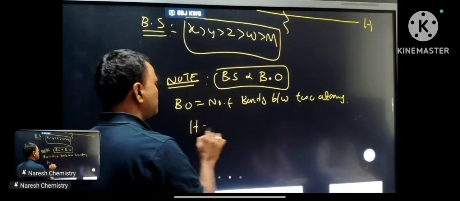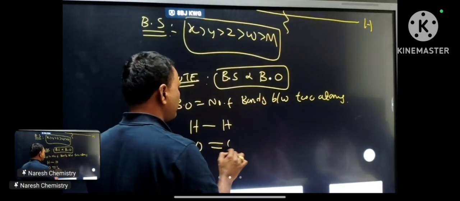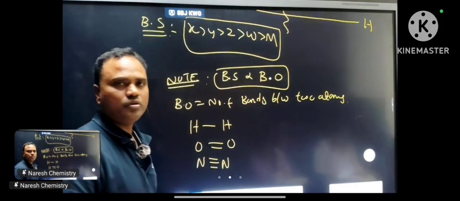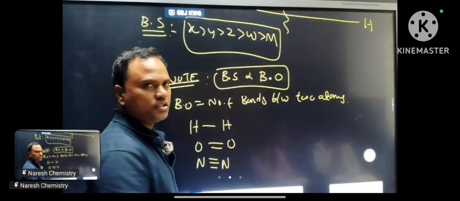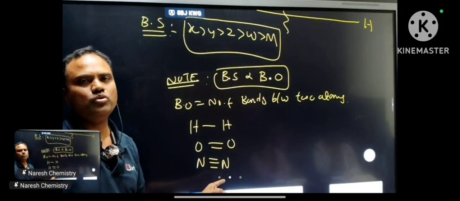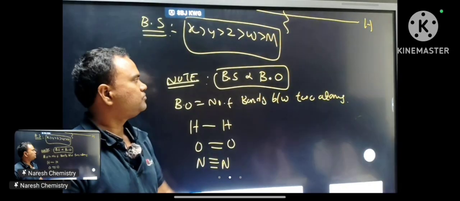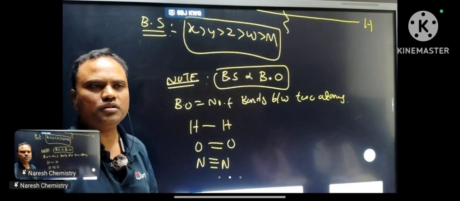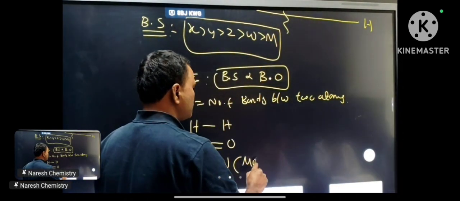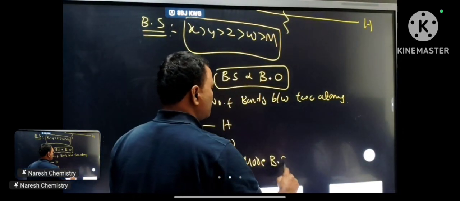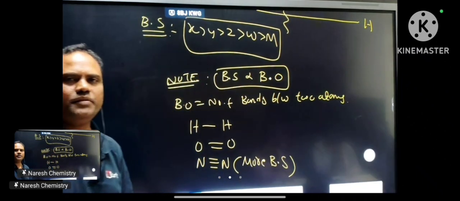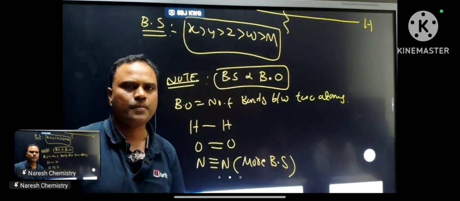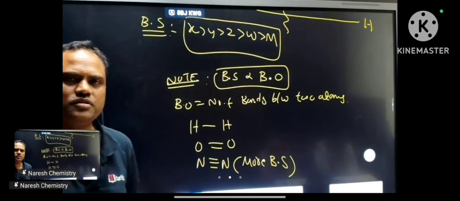See this H-H. What is the bond order? N double bond, O double bond O, N triple bond N. Here bond order is less, here bond order is more. If bond order is more, then bond strength is more. Which is having more bond strength? Nitrogen is having more bond strength. In MOT we discussed bond order. Once revise it. If bond order is more, then bond strength is more.